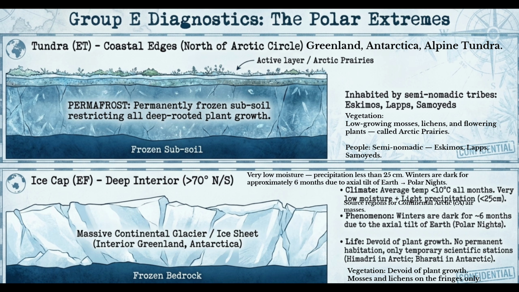13. Ice cap climate, EF. Location: beyond 70 degrees north and south. Interior Greenland and Antarctica. Climate: permanent snow and ice cover. Average temperature for all months below -10 degrees Celsius.